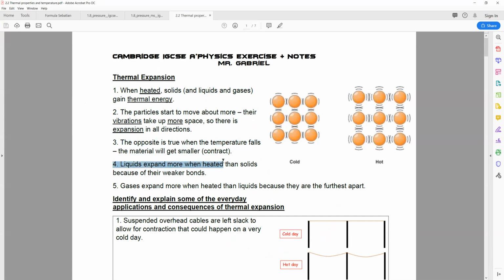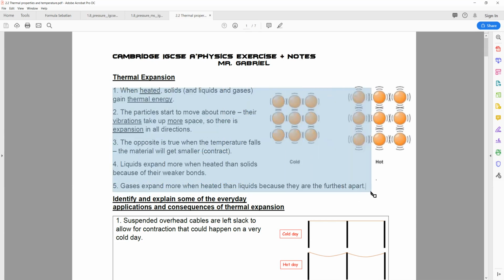Liquid expands more when heated than solid because of their weaker bonds. Generally, gases have the least amount of forces of attraction, and thus they will expand the furthest when they are heated. Okay. Can you guys copy this down first?